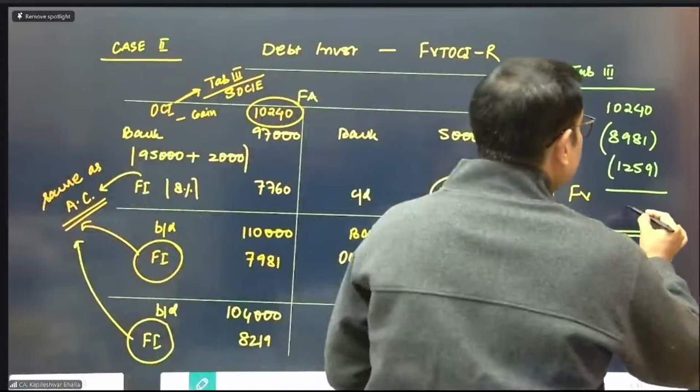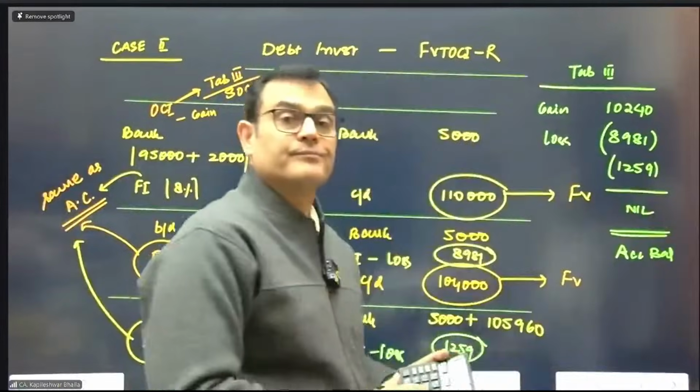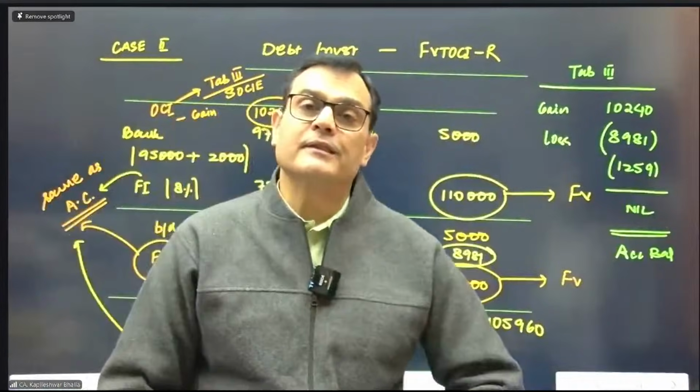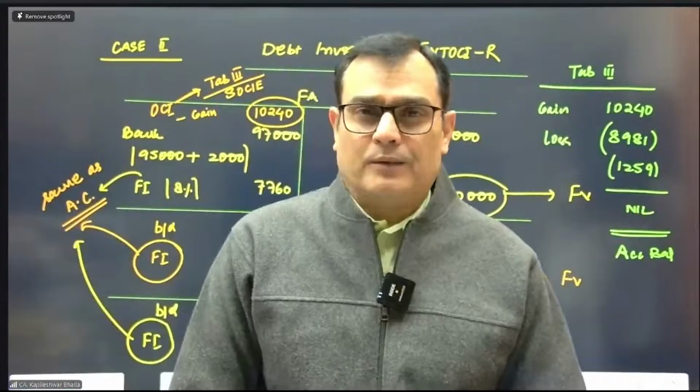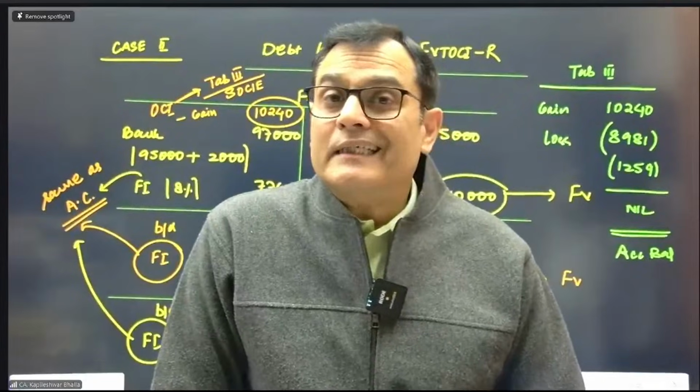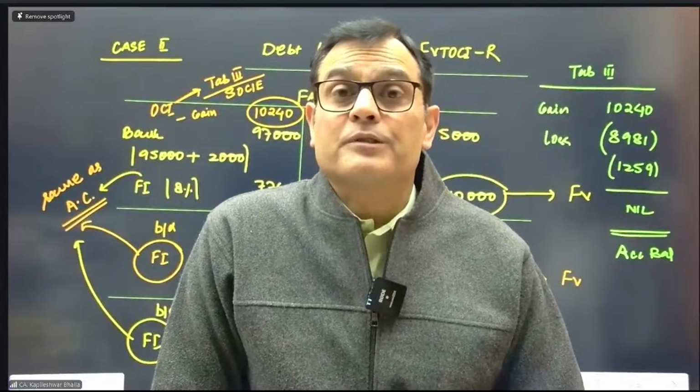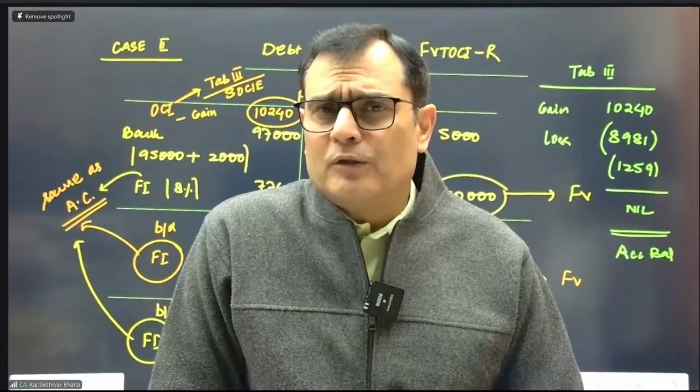The balance is 0. So let me ask you a question. Is this by chance a 0? The balance in the accumulated tab 3 has become 0. Is that a chance or is this got to be? Think.